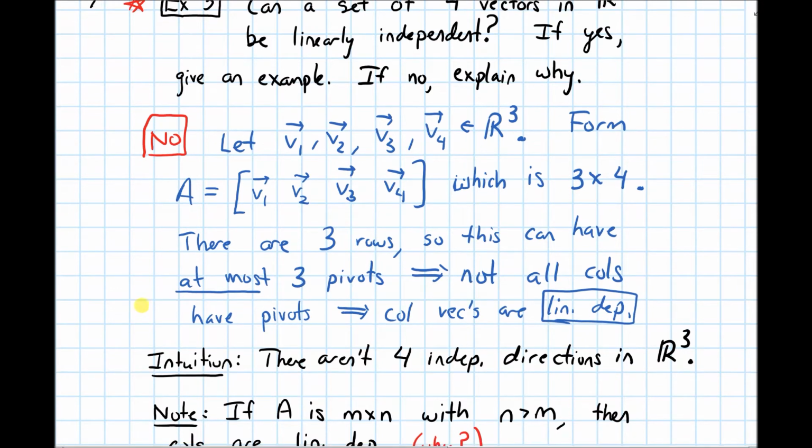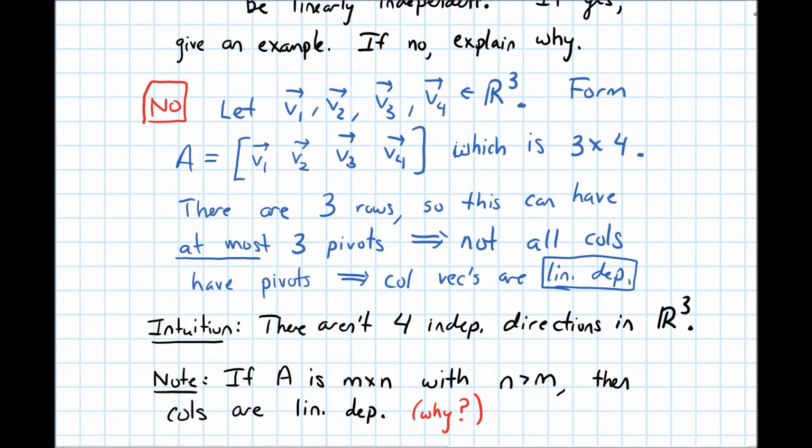So we can generalize what we just observed in this example. If we had a matrix that had m rows and n columns, and there were more columns, so n is larger than m, there are more columns than rows, then the columns are always going to be linearly dependent. The reason is, if there are more columns than rows, I can't have a pivot in every single column. I would have free variables. Okay, so let's look at another example.